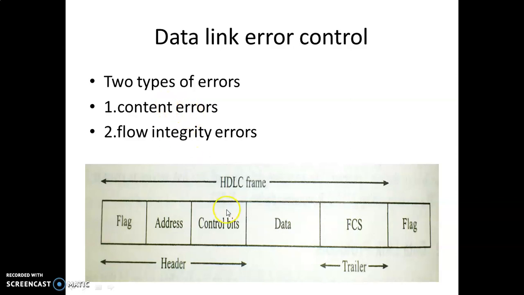Flow integrity error refers to a lost frame or a duplicate frame, and the same thing with acknowledgements. So data link error control takes care of both types of errors.